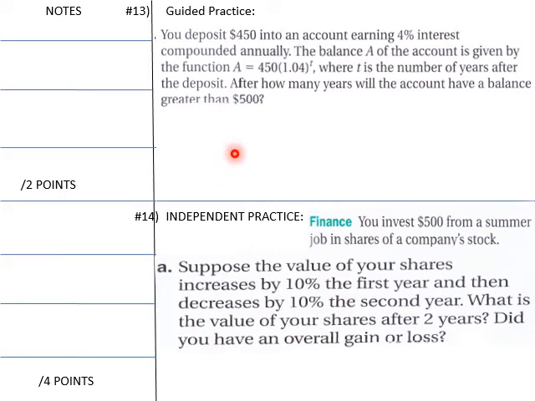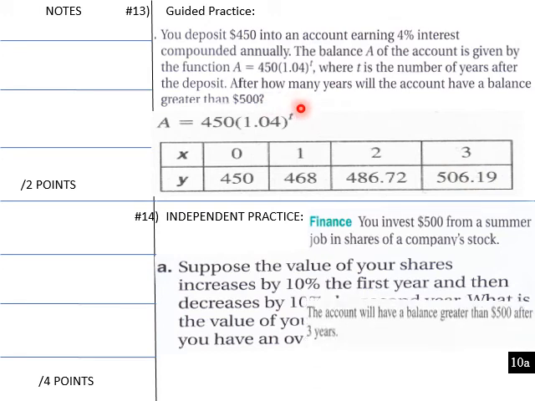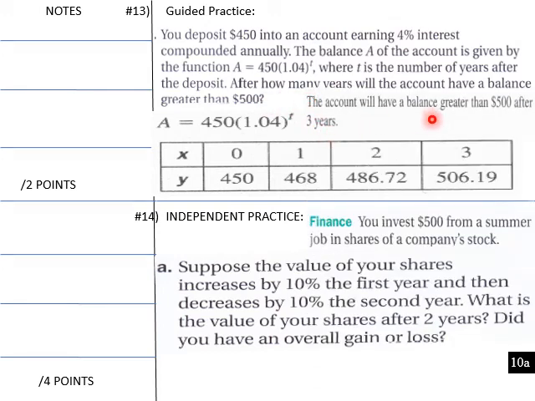The answer for that can be solved by putting all this into a table. When do we get over 500? It'd be 3 years here. Plugging in our values into T, we get 506.19 on year number 3. So the account will have a balance greater than $500 after 3 years.